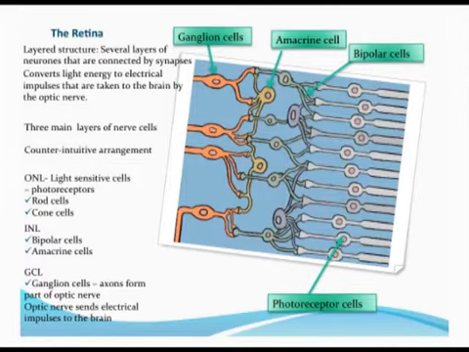The next layer is the inner nuclear layer, which contains the bipolar cells and the amacrine cells. And the final layer of the retina is the ganglion cell layer, and this contains the ganglion cells. The ganglion cell axons form part of the optic nerve, which then transmits to the brain, to the visual cortex.